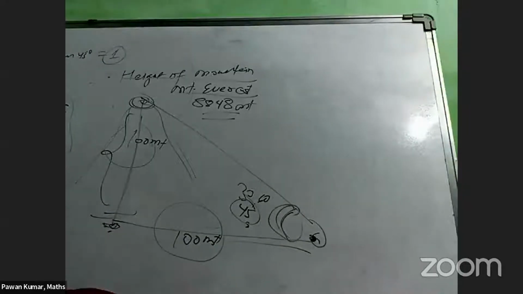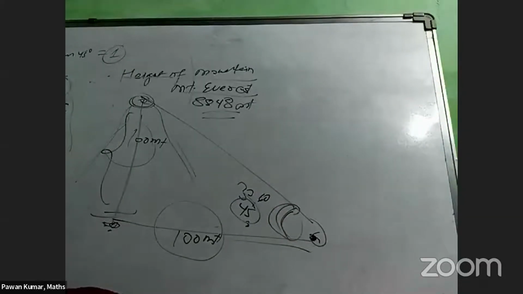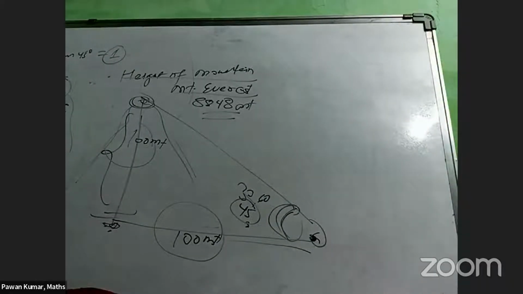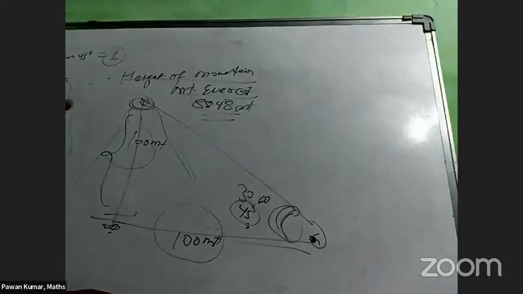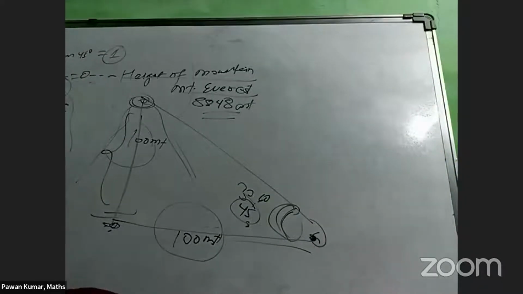So if you are getting 30, how much is tan 30? 1 by root 3. Correct? 1 by root 3 means what? Root 3 is almost 1.73, so you will get 0 point something there. Perfectly correct. Yes, sir, 0.3.